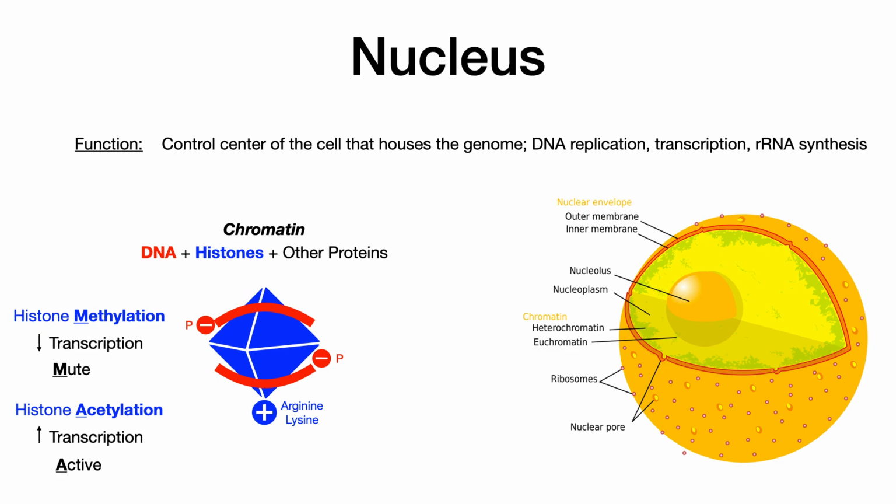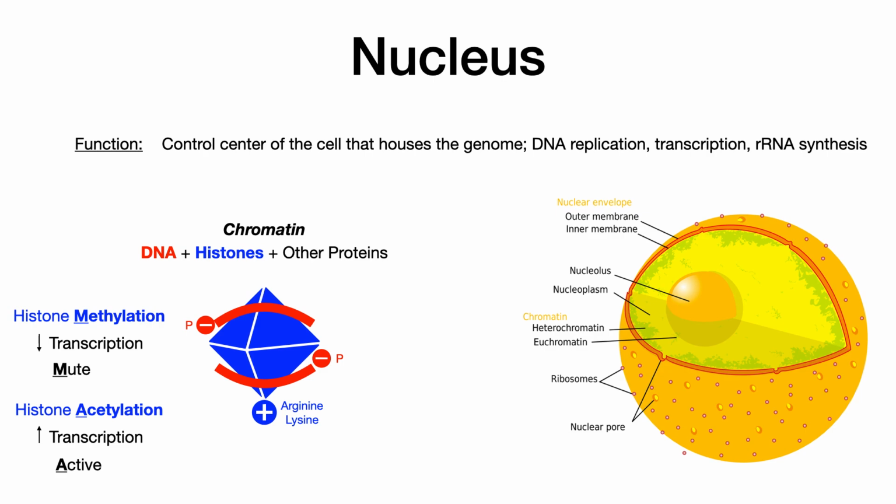So just to be clear here, methylation makes it mute, acetylation makes it active. Just remember M, methylation for mute, and A, acetylation for active. Methylation equals decreased transcription, acetylation equals increased transcription. And now, depending on whether the histones are methylated or acetylated, chromatin is referred to as either heterochromatin or euchromatin. And I'll show you what this looks like under a microscope because it's important to know for your exam.